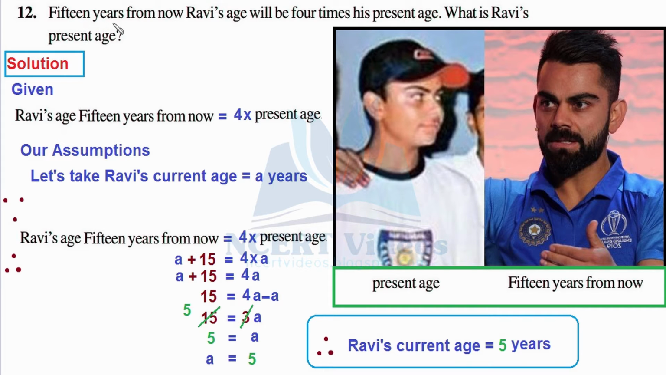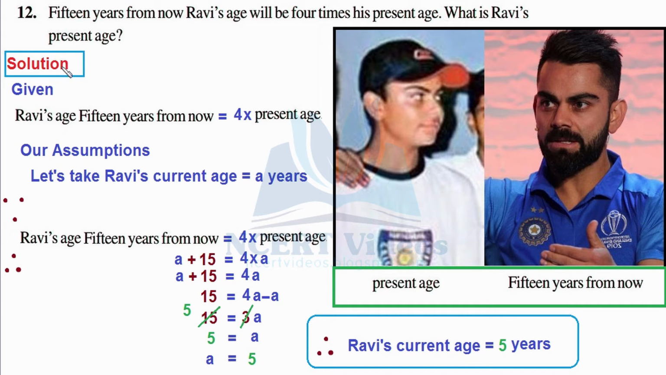So it says 15 years from now. So let's imagine Ravi after 15 years. So here we have shown Ravi after 15 years. And what does the question say exactly? It says 15 years from now, that is this situation, Ravi's age will be 4 times his present age. That is, whatever he is right now, his age will be 4 times that number. So with this, our question is cleared and we have imagined it very well.